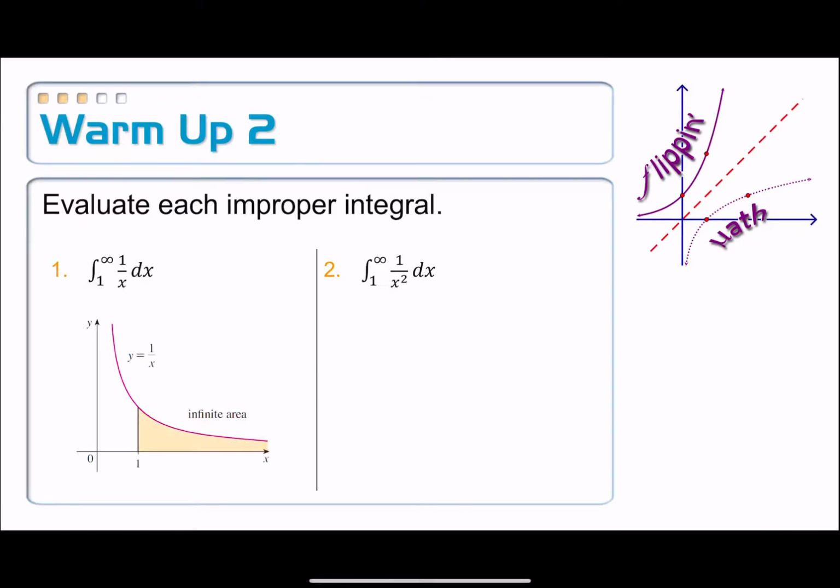So here's that first one. We have an infinite area for that graph underneath 1 over x from 1 to infinity. But this one, man, the graphs look so similar. But this 1 over x squared compresses down to the x-axis fast enough that we accumulate a finite area instead of an infinite area.